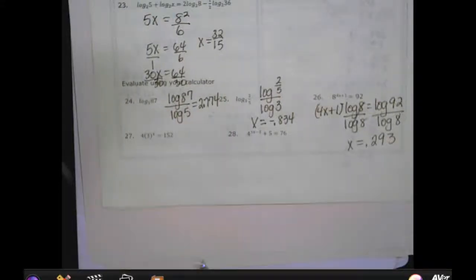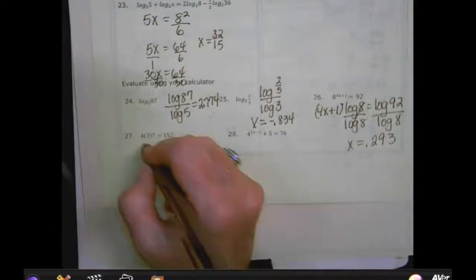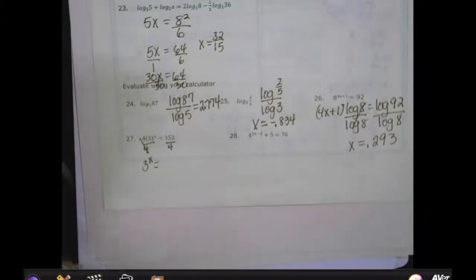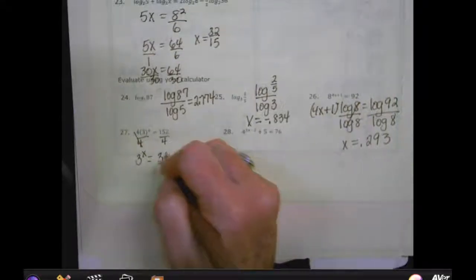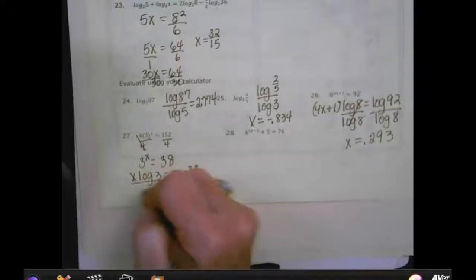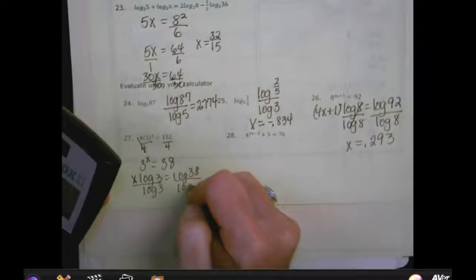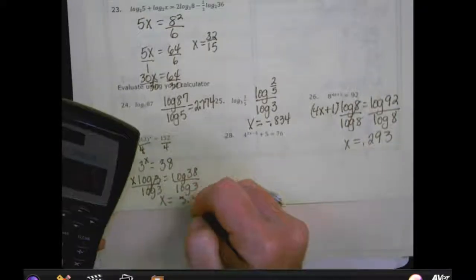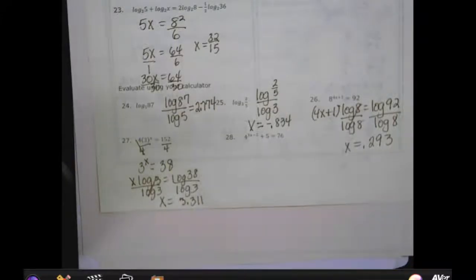What do I have to do first on 27? Divide by 4, and take the log on both sides. Okay, so what do I do on the last one? Subtract the 5.